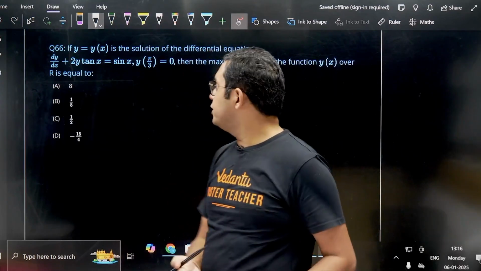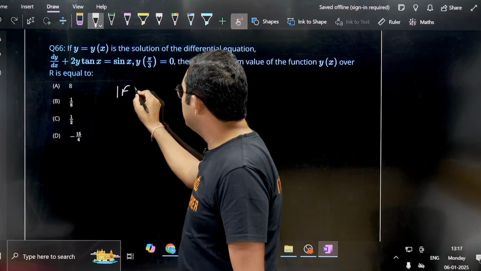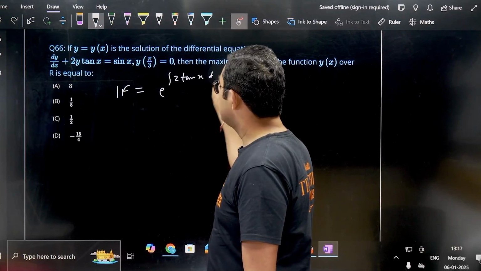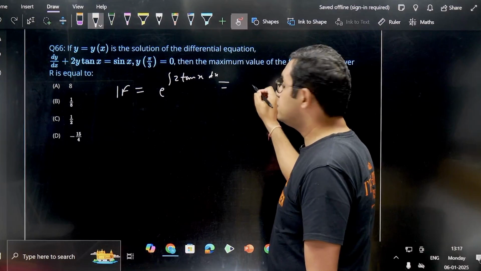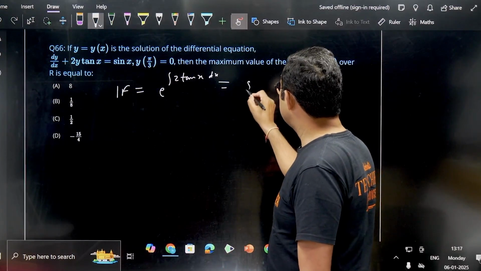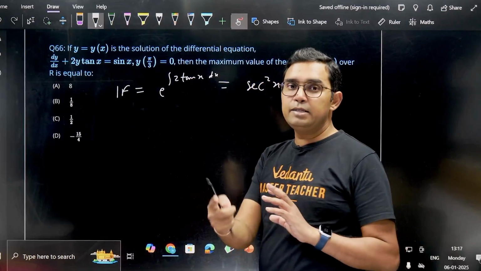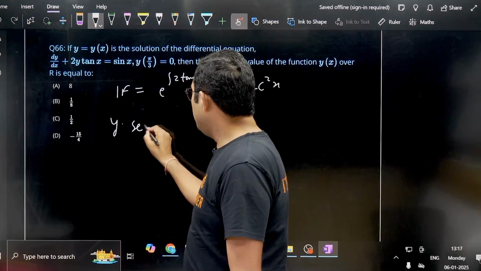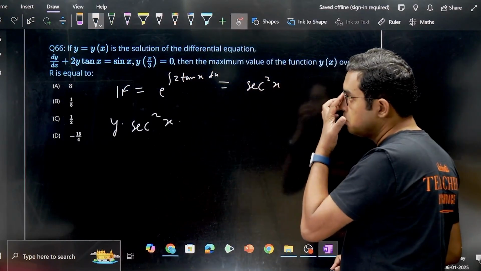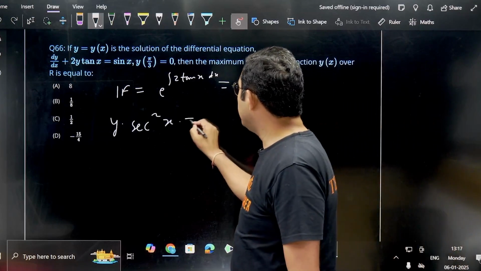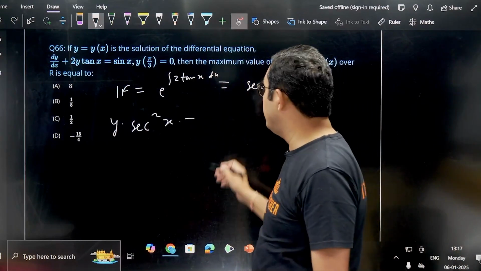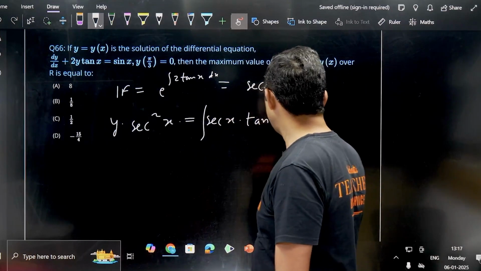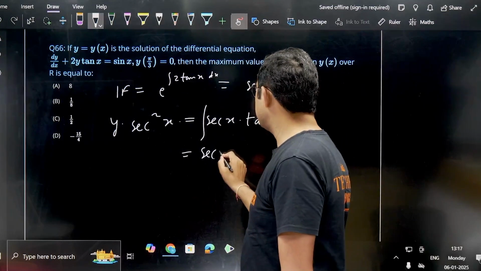So this is again a linear differential equation. So the integrating factor IF for this will be e raised to the power integral of 2 tan x dx. And for tan x the integration is ln secant x. So it will be secant square x because 2 is outside, ln secant x, and if you remove the log it will become secant square x. So here the solution will be given by y into secant square x is equal to the integral of sine x into secant square x, which means secant x into tan x, dx, which is equal to secant x plus c.